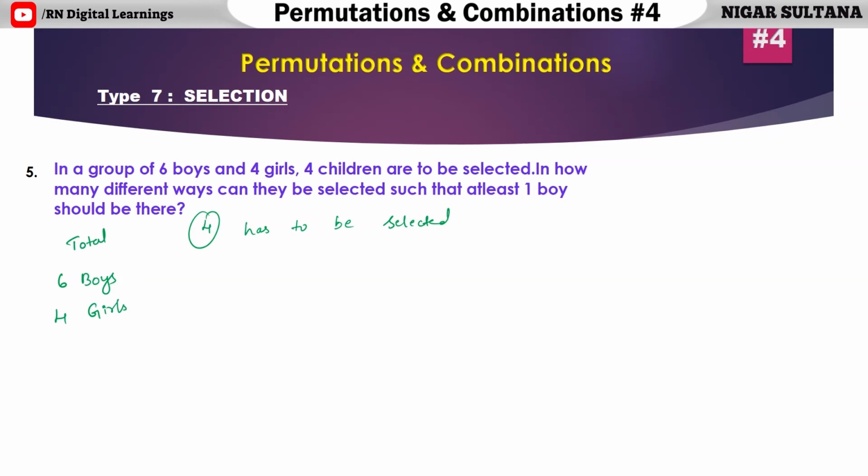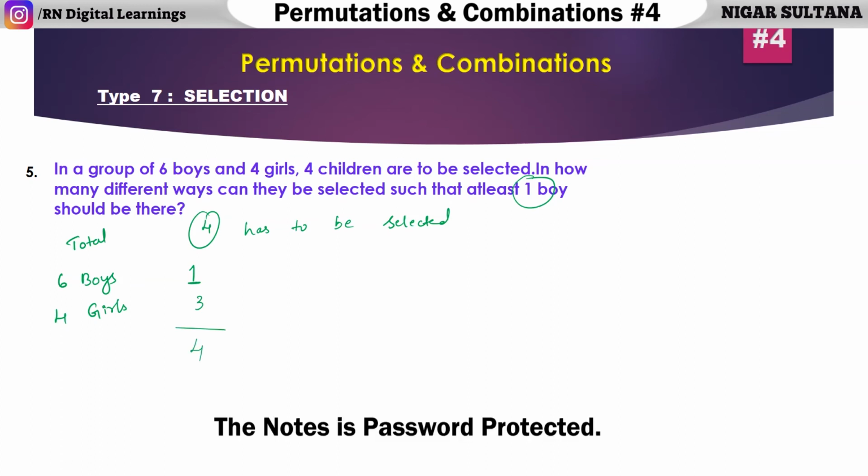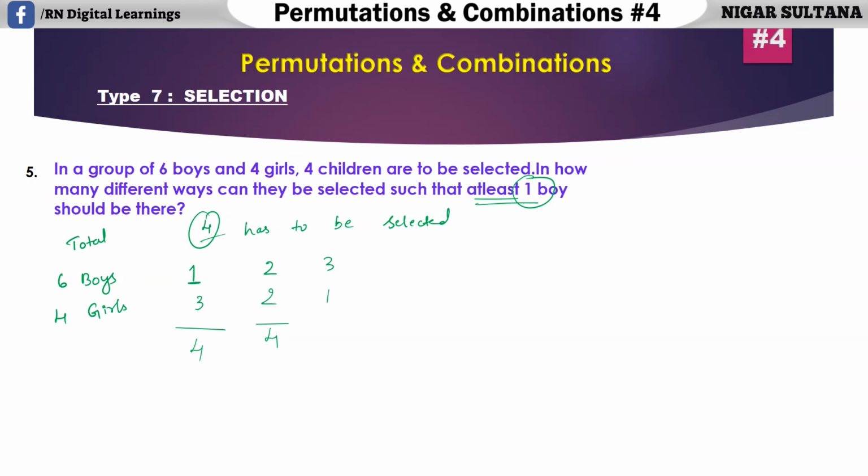Now, what is the condition? At least one boy should be there. Now, if I take one boy, to make 4, how many girls have to be selected? 3 girls have to be selected to make it 4, right? Now, at least means minimum. It can have more than one also. Now, if I take 2 boys, how many girls will be selected? 2 girls will be selected to make it 4. Now, if I consider 3 boys, how many girls have to be selected? 1 girl. This also will make 4. I can take 4 boys as well. If I take 4 boys, there will be 0 girls, right?